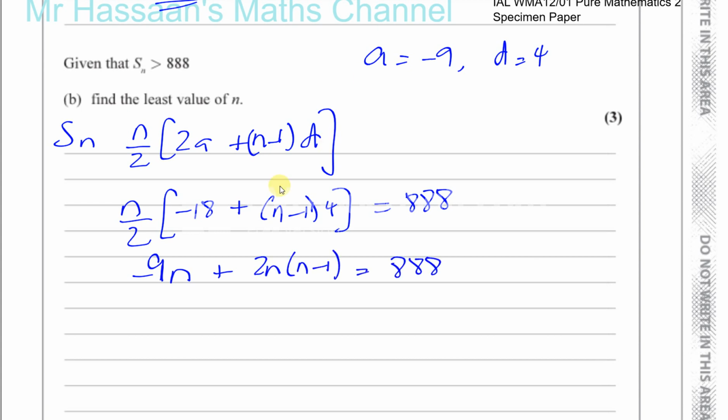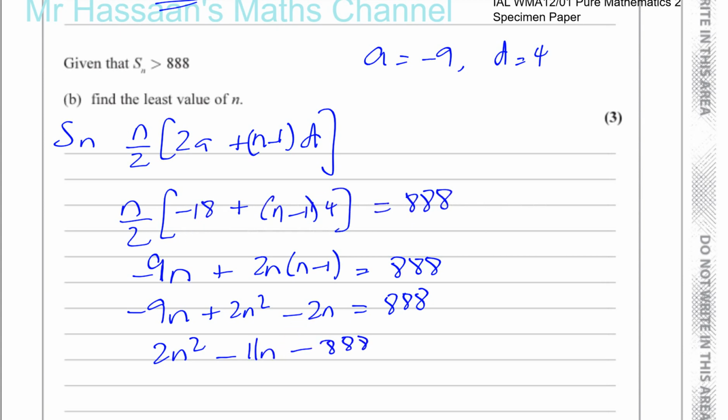I've just multiplied n over 2 by these two. So you have minus 9n plus 2n squared minus 2n equals 888. 2n squared minus 2n, yes, so you've got 2n squared minus 11n minus 888 equals 0. So now we have to try to solve this equation.